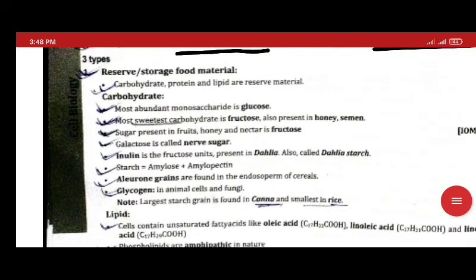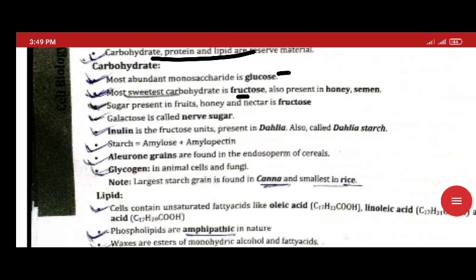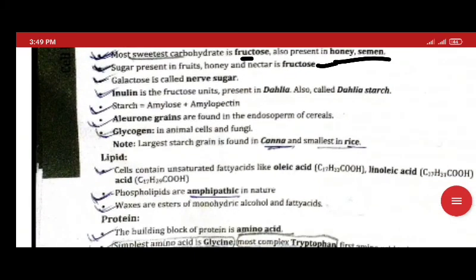First is reserve storage material, like carbohydrates, protein and lipid. This is for reserve, for carrying energy in the lack of food. Carbohydrate: the most abundant is monosaccharide, the sweetest is fructose, and fructose is present in semen and honey. Sugar is in nectar, honey. This is also fructose, but grapes have glucose. Galactose is nerve sugar. Inulin in dahlia, so dahlia stores inulin rather than starch.